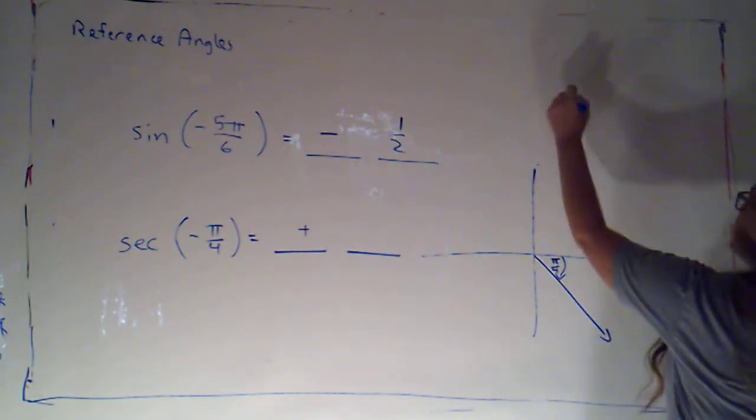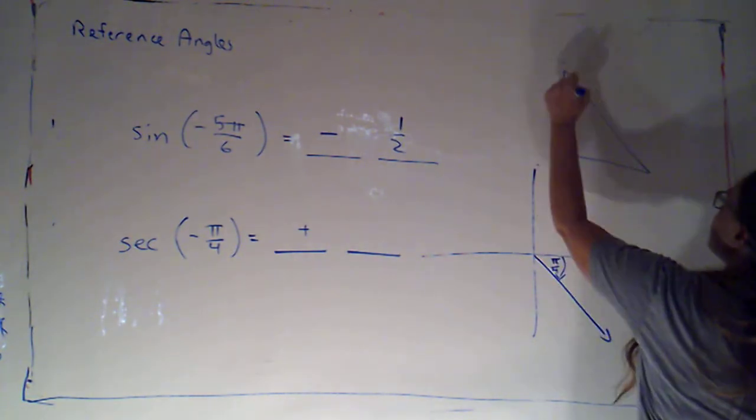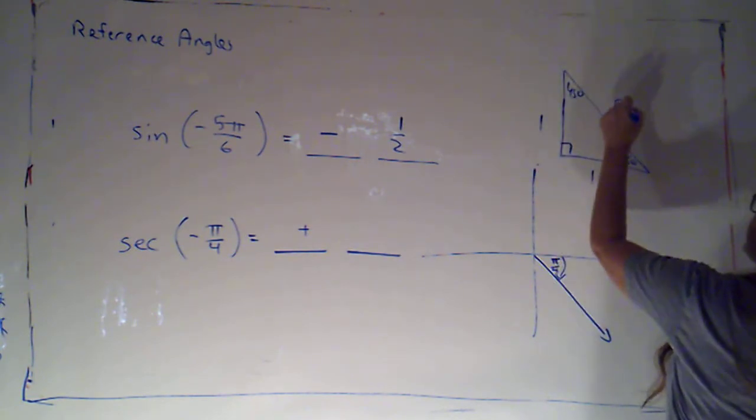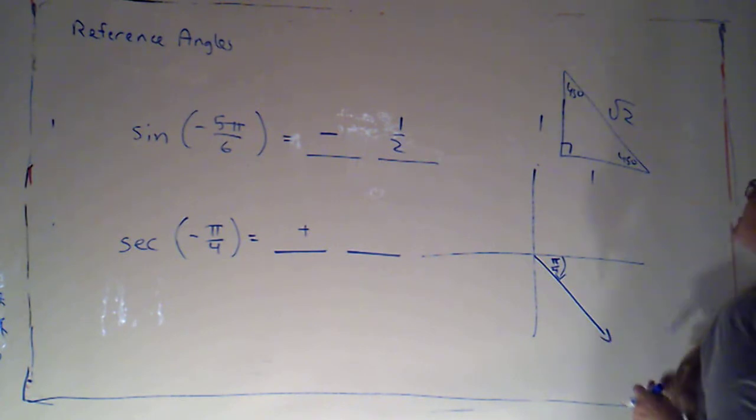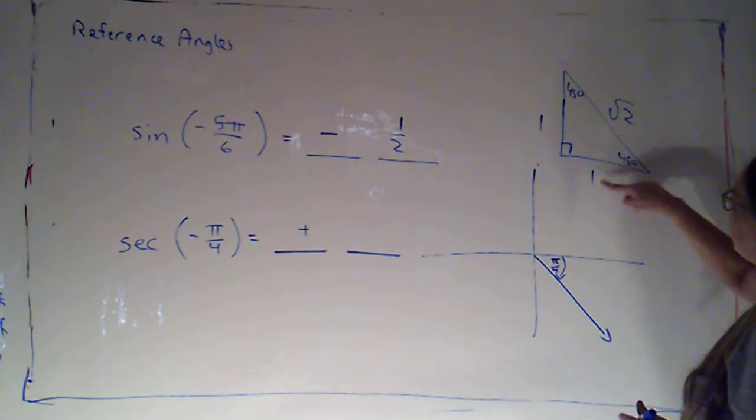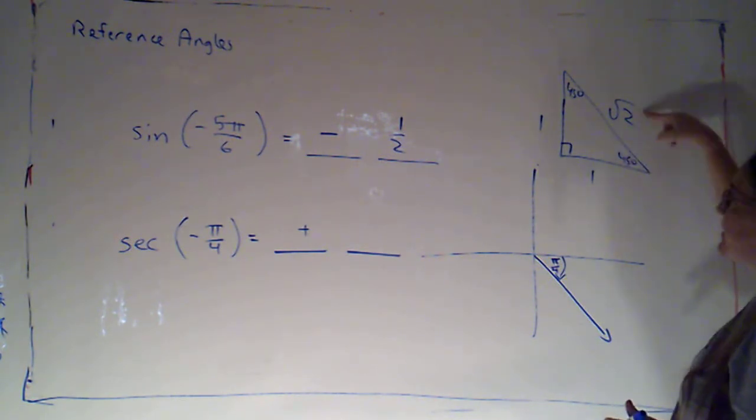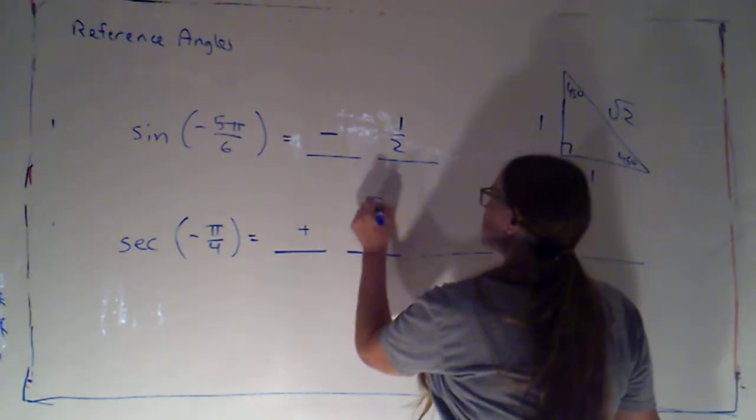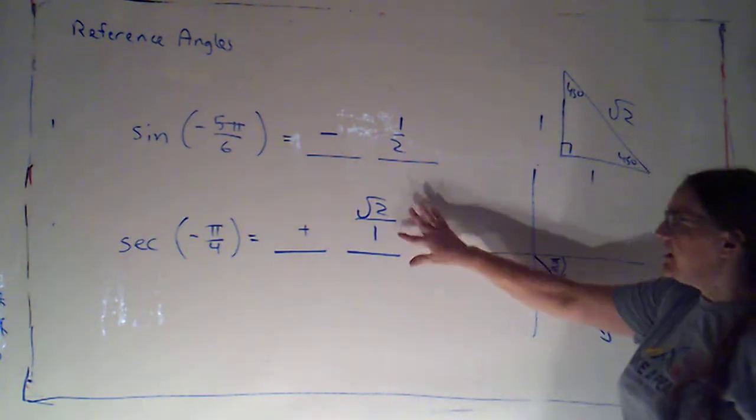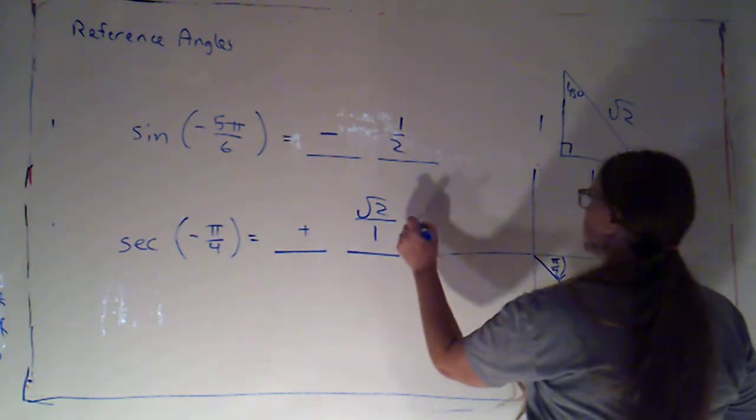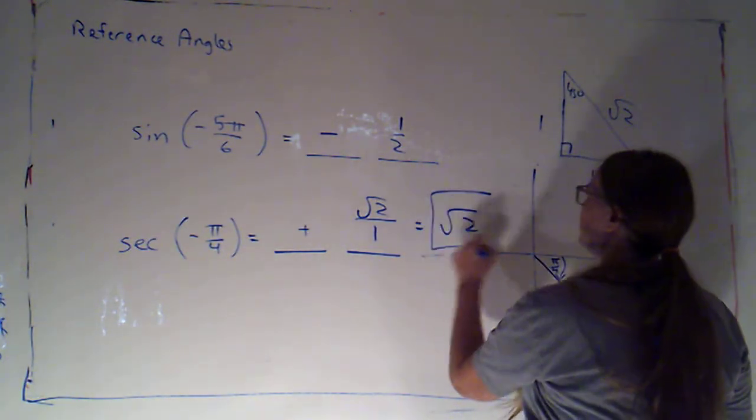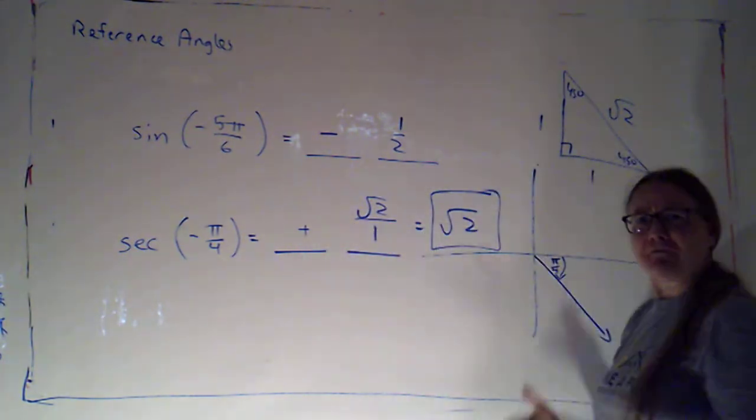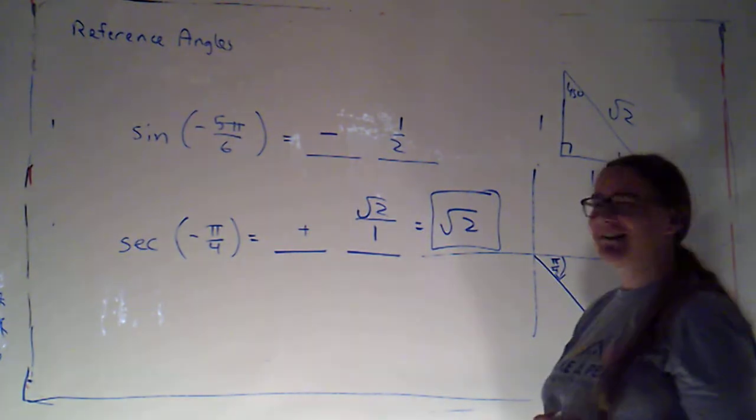So pi over 4 is 45 degrees. So I come over to my 45, 45, 90 triangle, 1, 1, root 2. Cosine would have been adjacent over hypotenuse, 1 over root 2. So secant is the reciprocal of that, root 2 over 1. And of course I can simplify that. So that's just going to be root 2. Notice when I simplified, I didn't bother to write the plus sign because I was aware if I was writing my final answer that I had already done the first step.